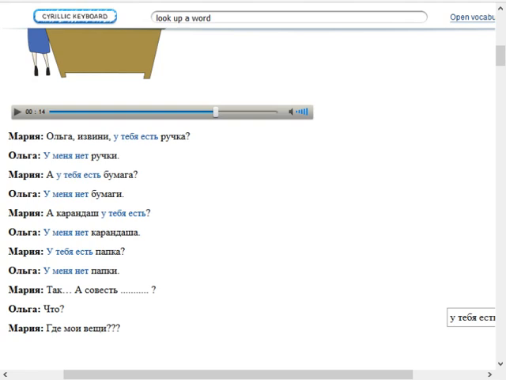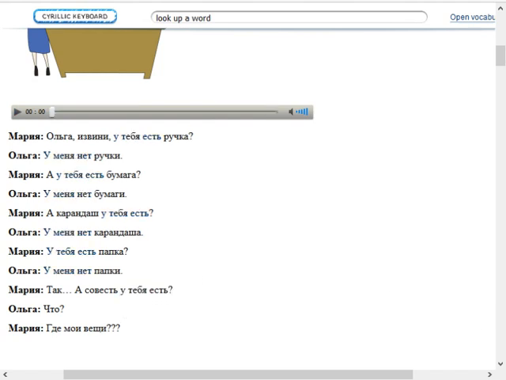A folder. Okay, like a okay, can refer to either a paper folder or a computer folder, like one used to organize computer files. Так, а совесть у тебя есть? Что? Где мои вещи? Okay. And then finally she says, а совесть у тебя есть? Okay. And what is совесть in вещи?